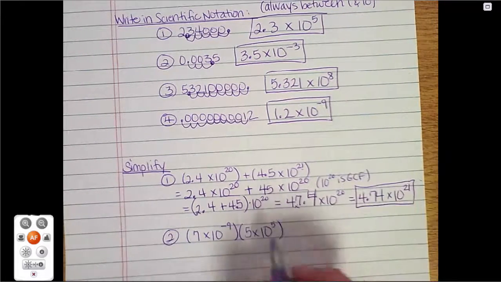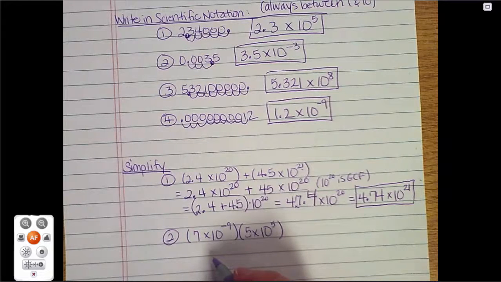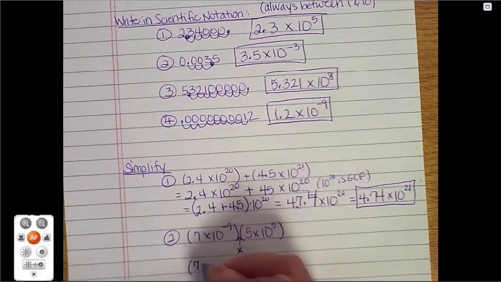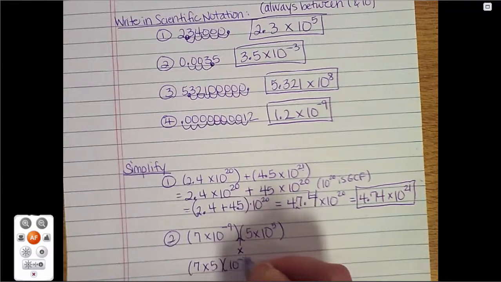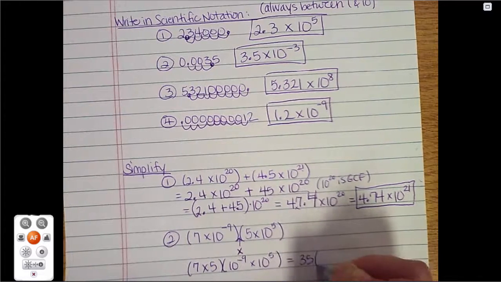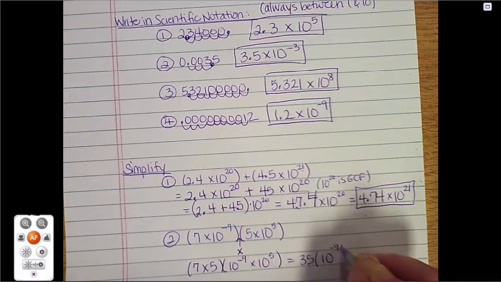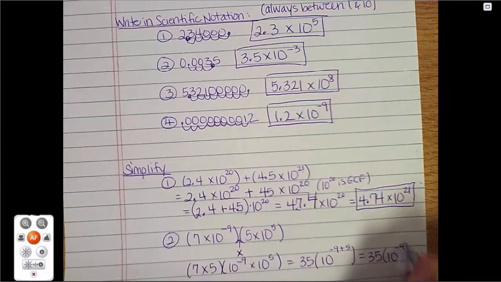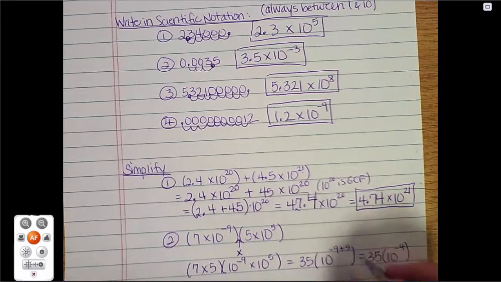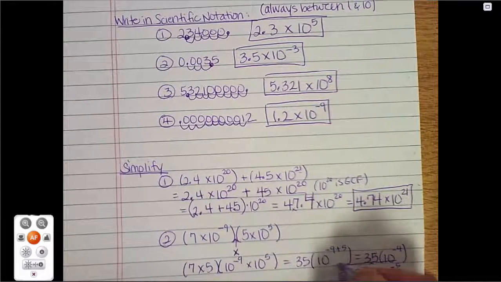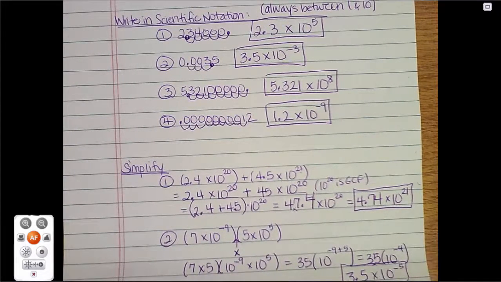Now in number 2, be careful, we're not adding, we're multiplying. So we'll multiply our whole numbers, 7 times 5, and our base 10, 10 to the negative 7 times 10 to the 5th. 7 times 5 is 35, and then we have 10 to the negative 7 plus 5, which is negative 2, so 35 times 10 to the negative 2, which means move my decimal, 3.5 times 10 to the negative 3, sorry. That was a negative 4, sorry, negative 5. 3.5 times 10 to the negative 5.